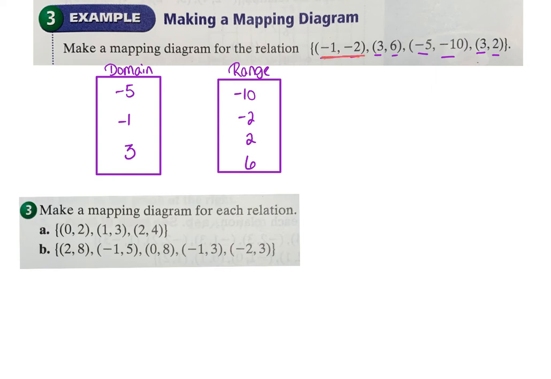So -1, 2. So I'm going to go from -1 to 2. All right. And then 3, 6. So I'm going to go from 3 to 6. -5, -10. I'm going to go there. And then 3 to 2. I'm going to go here. And that is my mapping diagram. You have to have a box on the left for your domain, a box on the right for your range. List them and then just draw an arrow. So go ahead and make a mapping diagram for those two right below it.